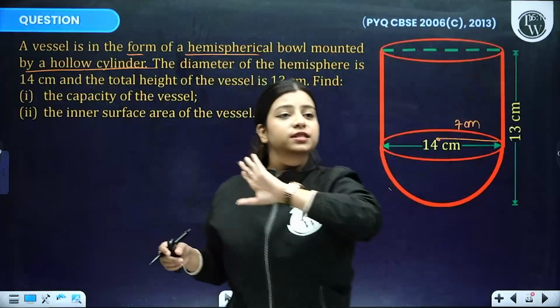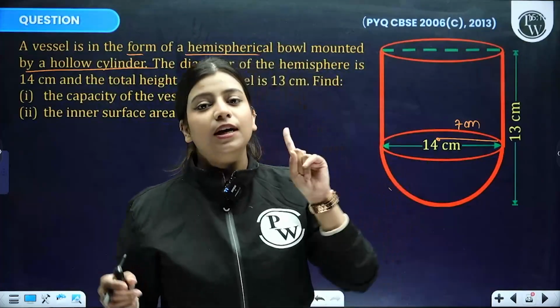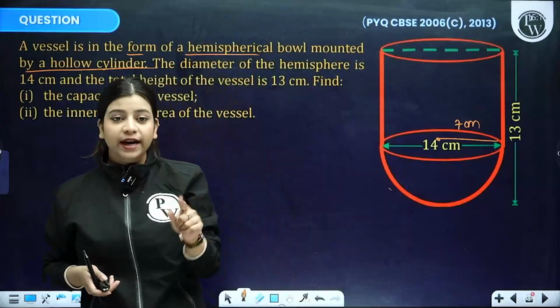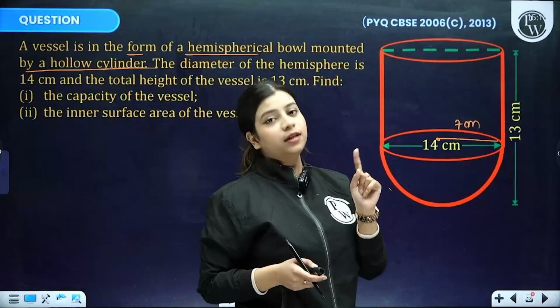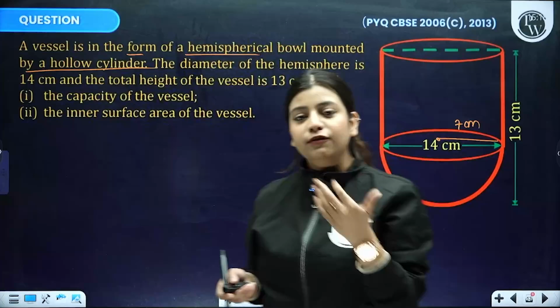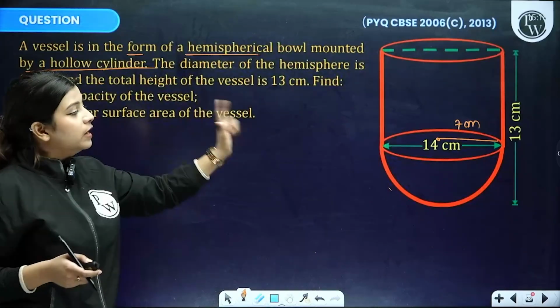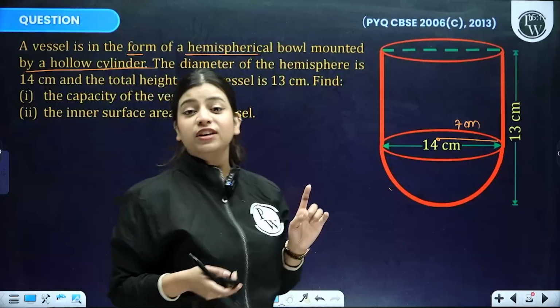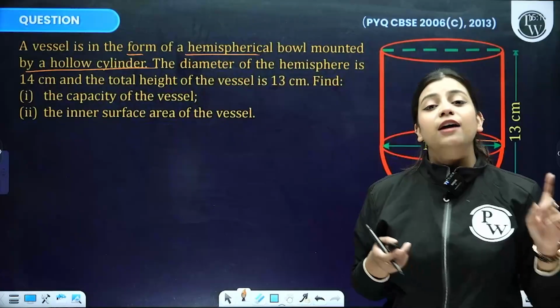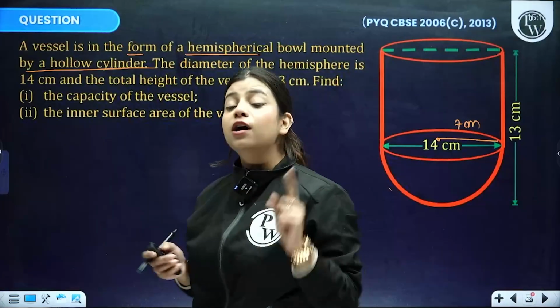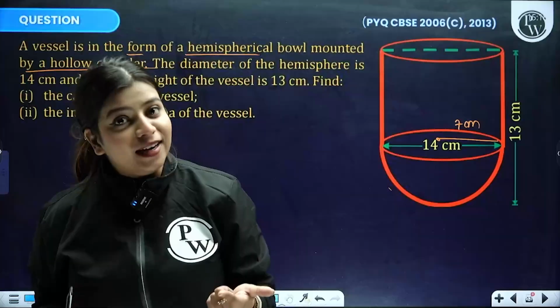See, we just have to find the capacity first of all. Capacity means the volume. Right? Capacity over here means what? The volume. The second thing that we have to find out is surface area. Alright, that we will do in the second part. So first of all, for the capacity, we need to find out the volume. And for the volume of a cylinder, we need to find out the height of the cylinder.